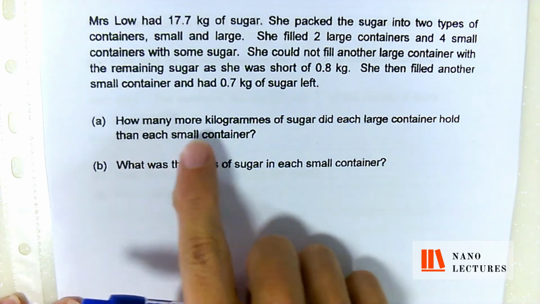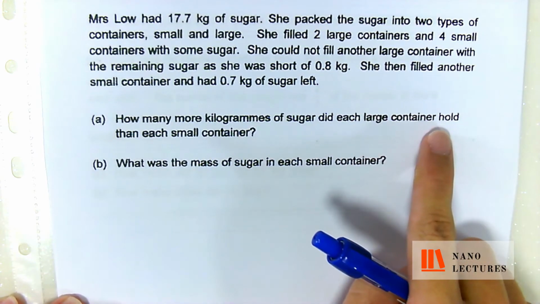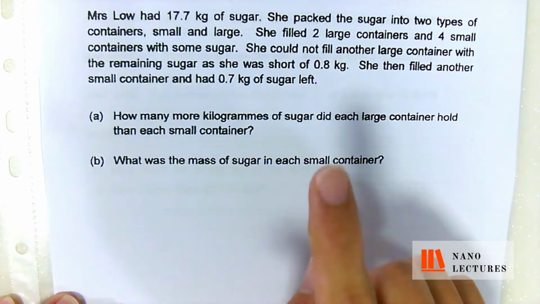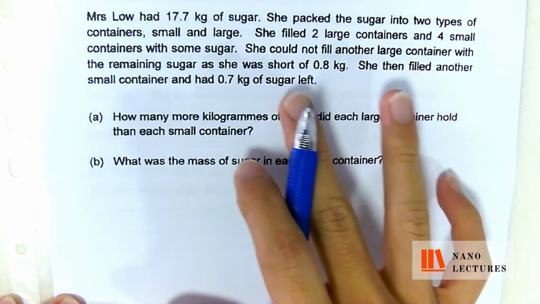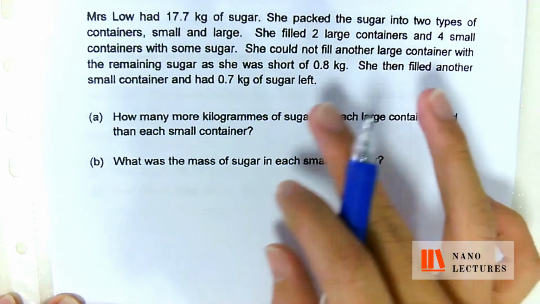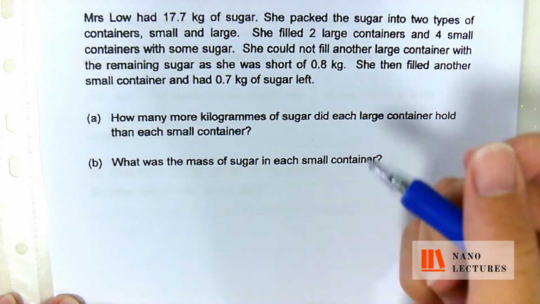So the question is, how many more kilogram of sugar did each large container hold than each small container? Okay, it's not very easy. For this one question, students panic because it's very long. But if you draw the model, you'll be able to solve it. Okay, let's go ahead.